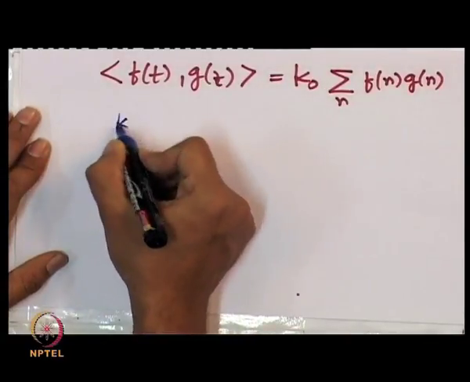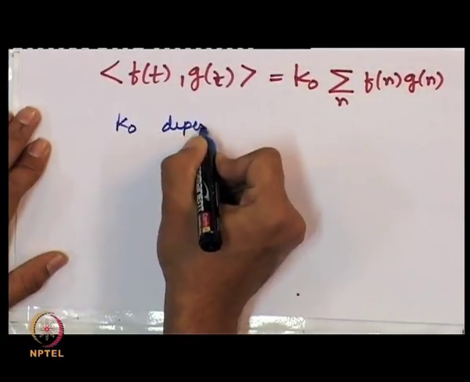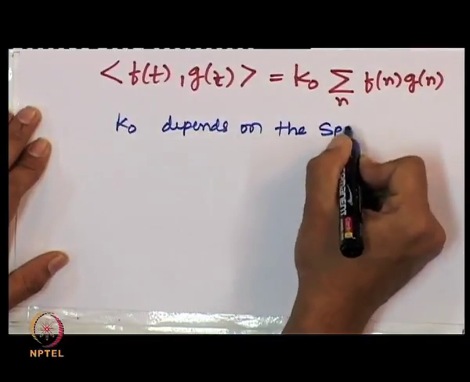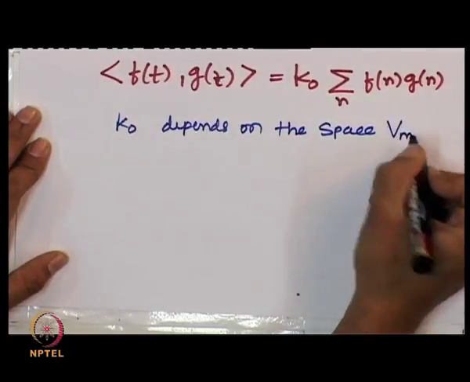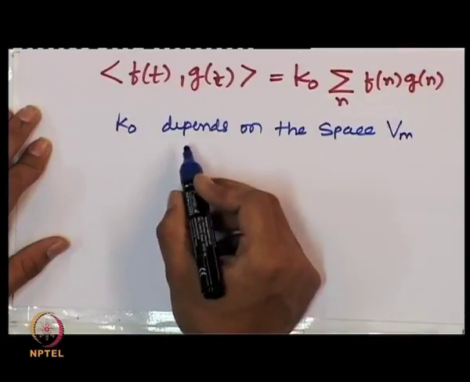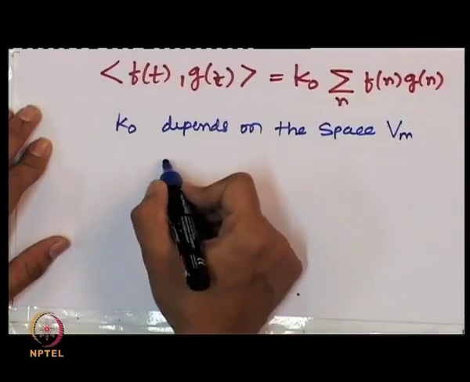K0 generally depends on the space Vm in which Ft and Gt belongs.